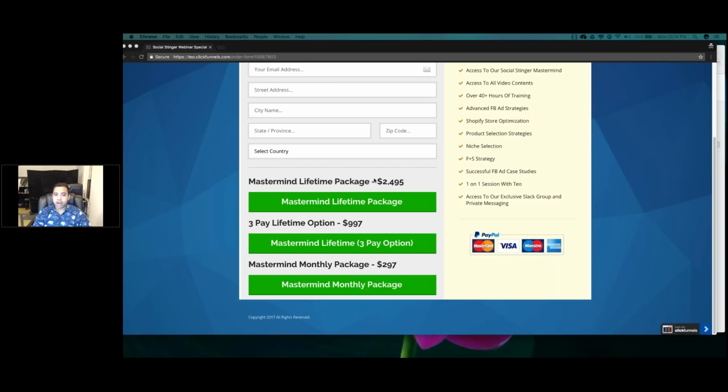And with the lifetime package here, you get this lifetime. So if it goes for 2 years, 3 years, 4 years, 5 years, you're still with us. But with this one right here, you get 12. So take note, you get 12 one-on-one sessions with me. You get 12 vouchers. For this one right here, you get 4 vouchers per month, per $997. That means 4 one-on-one sessions at 30 minutes each.